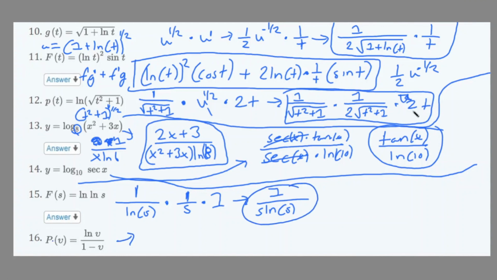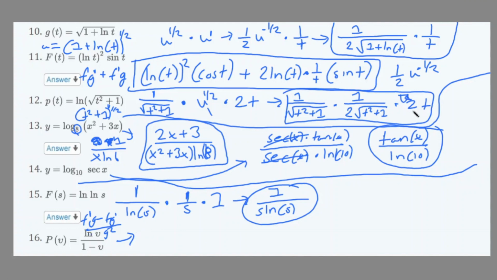And now the final one is p as a function of t is equal to ln of v over 1 minus v. So for this, we're going to have to use the quotient rule, which is f prime g minus f g prime over g squared.